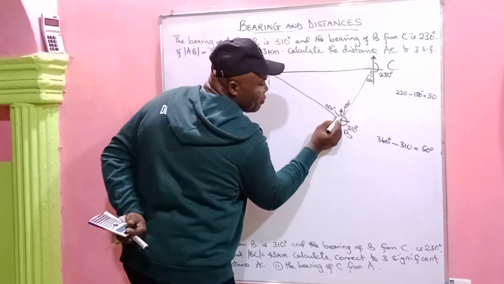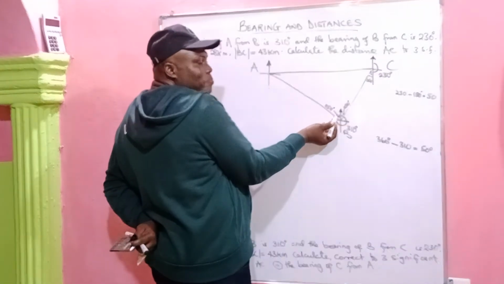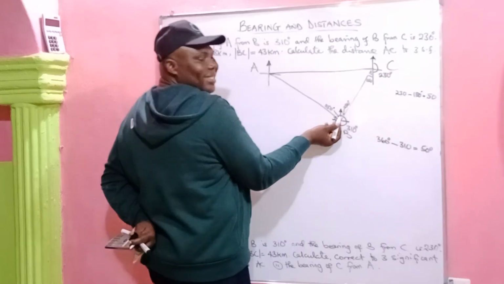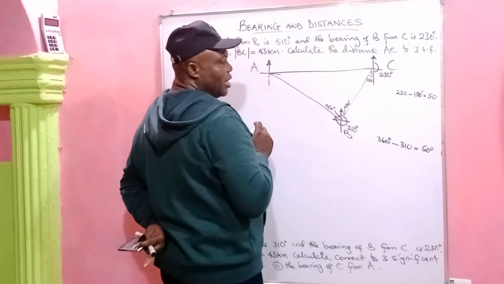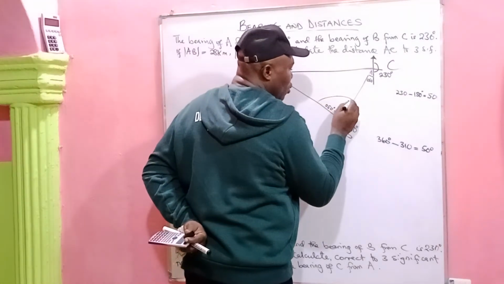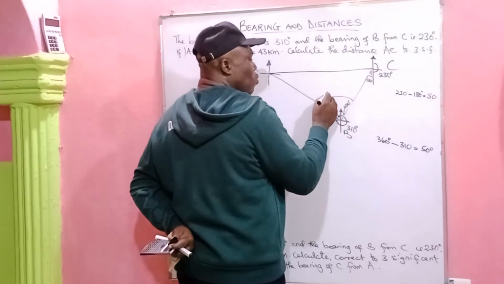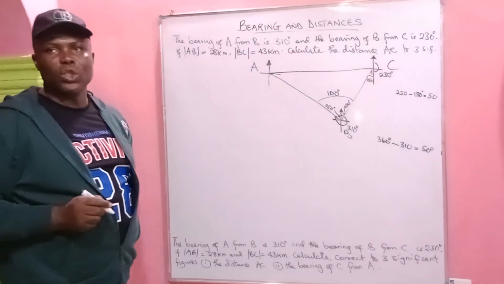Because when we turn from the northern pole to this point, we had 310. So what is missing to complete the circle? The missing angle is 360 minus 310, which is 50 degrees. So we have been able to know the angle that is now here as a whole: 50 and 50, that's 100 degrees.